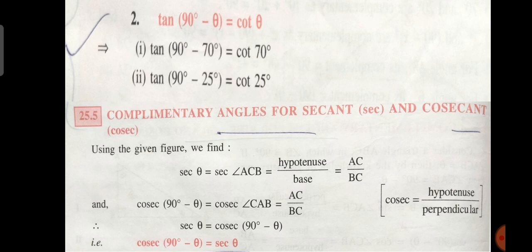For sine, it is cos 90 minus theta. For cos, it is sin 90 minus theta. And for tan, it is cot 90 minus theta. And for cot, it is tan 90 minus theta. Okay? Yes, the next is secant and cosecant.